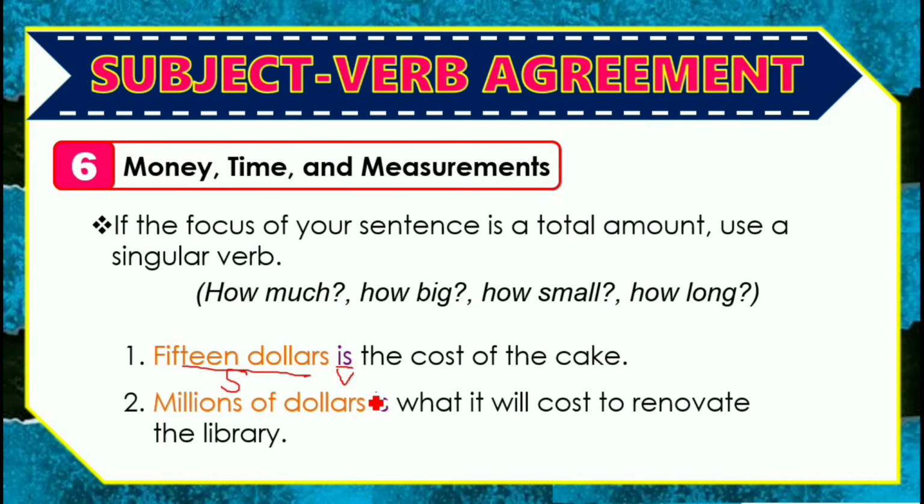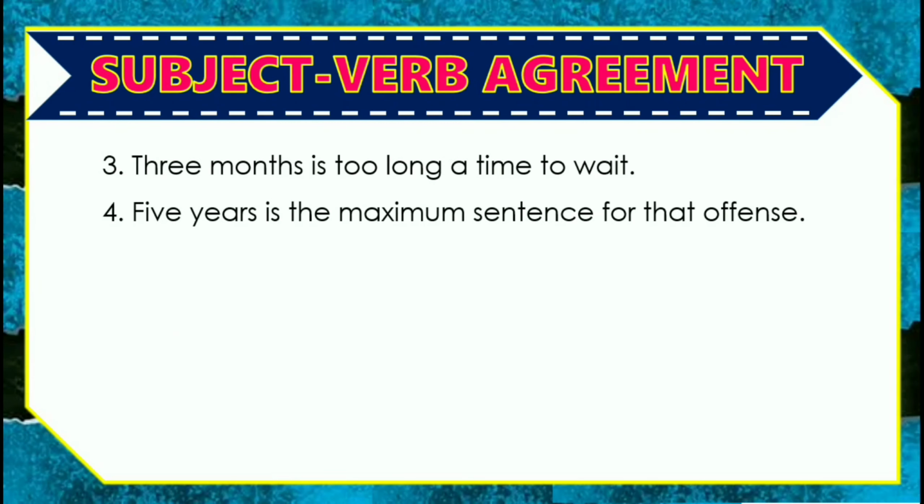Another one is: millions of dollars is what it will cost to renovate the library. How much will it cost? Millions of dollars. Okay, it's the total amount. That's why you use the verb is instead of are. Here are other examples. Number 3: 3 months is too long a time to wait. So 3 months is our subject. How much time? It's 3 months. That's why the verb is.